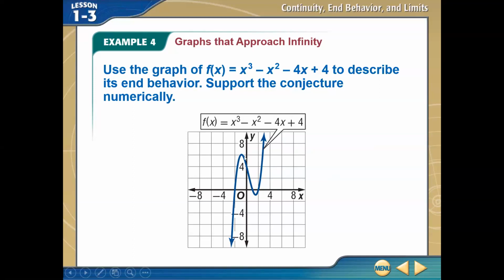You can see from the graph that as I move from the origin to the right, my graph continues and goes up. And as I move from the origin to the left, my graph goes down to negative infinity. So this is where we're going to use the limit of f of x as x approaches negative infinity, and the limit of f of x as x approaches positive infinity. And then supporting the conjecture numerically, that's plugging points into our equation again.